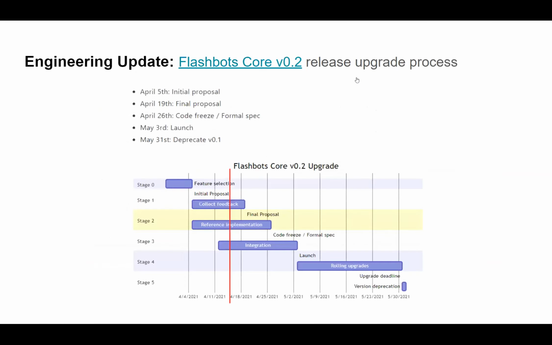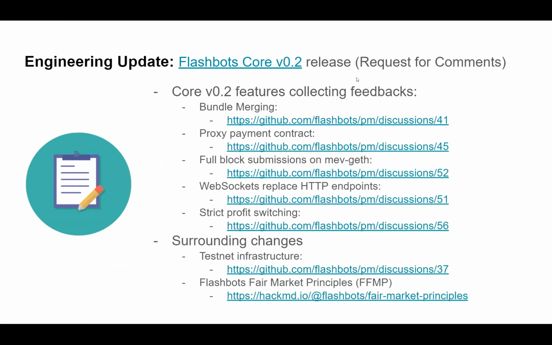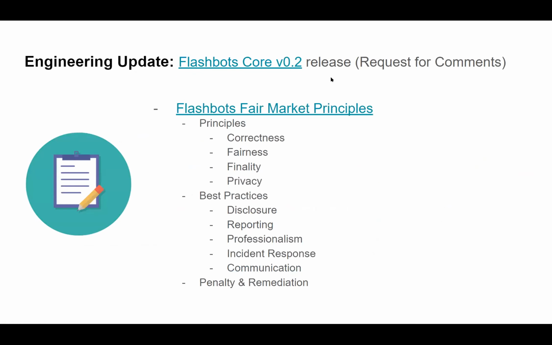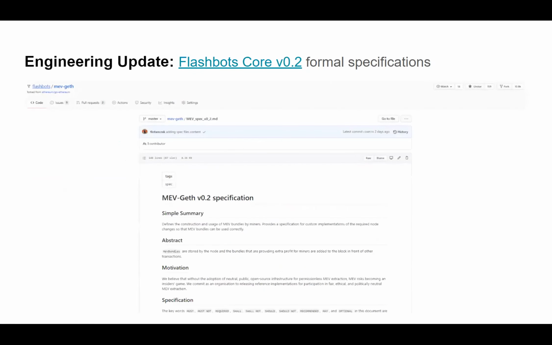And just a couple additional notes. The core v0.2, there we have posted a formal spec. I think it's linked somewhere in here. Oh, yes, the formal specification is on the GitHub. So definitely read through and post your comments by the end of this week so that we can incorporate all of the feedback into our next major release.